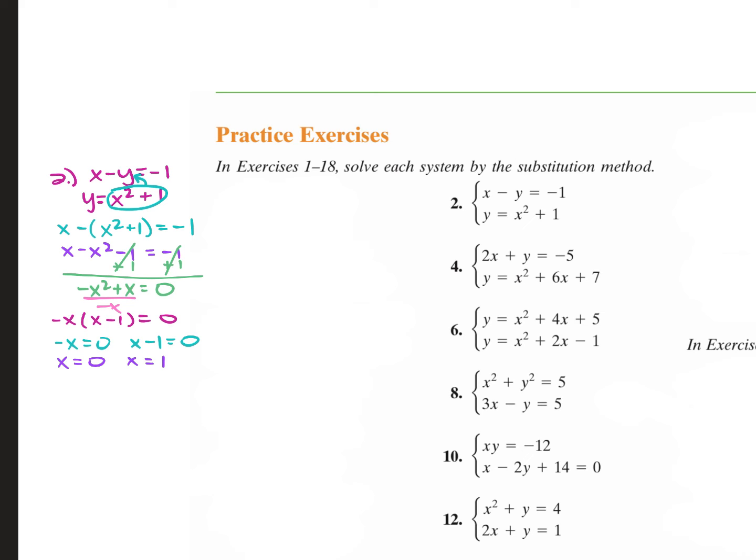From here, since you have two values for x, you need to plug both of them in and solve for y for both. If we use the bottom, since it's already solved for y for us, we're going to have y is equal to 0 squared plus 1, and y is equal to 1 squared plus 1. Your 0 squared is 0, plus 1 gives you a y of 1. Your 1 squared is 1, plus 1 is 2. That's a y of 2. So you have two ordered pairs here for your solutions, one that is (0, 1), and the other that is (1, 2).